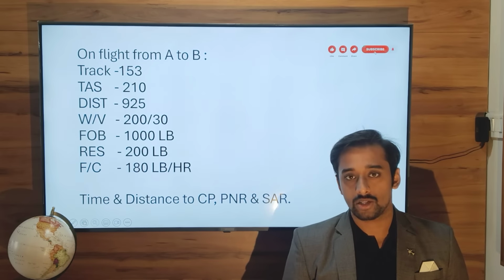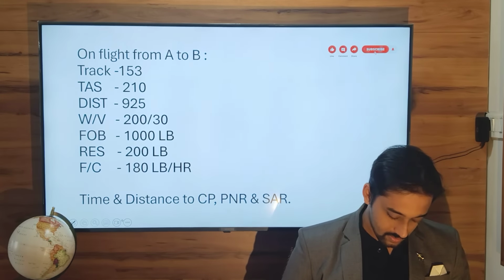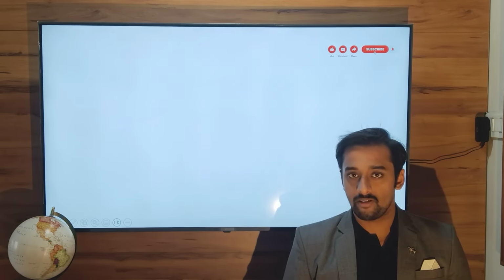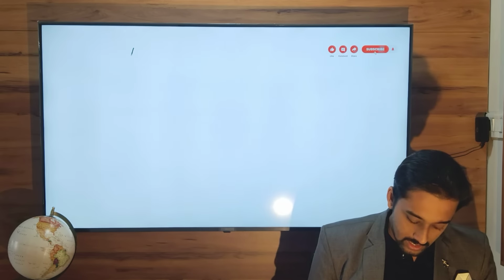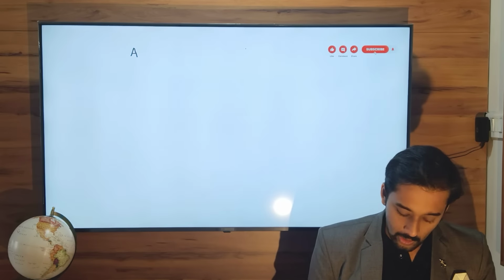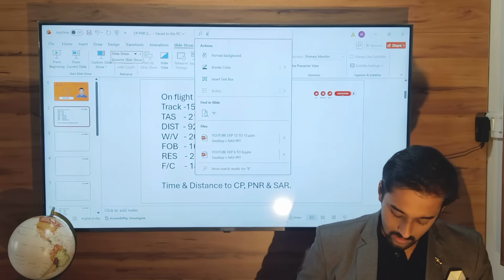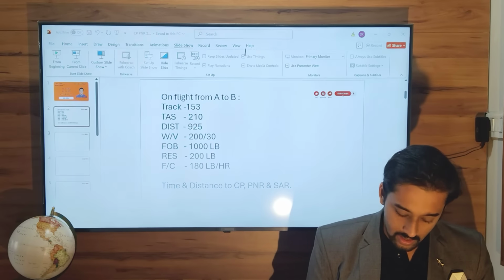calculate still air range. We'll begin with critical point first. So let's calculate that. So let's draw a flight route. Very simple. We are starting from A. We are going towards B. A to B.